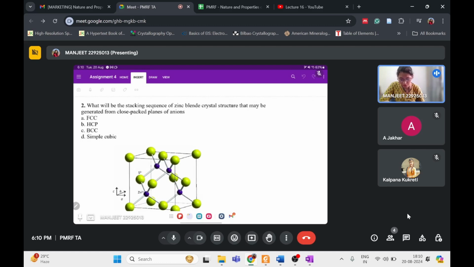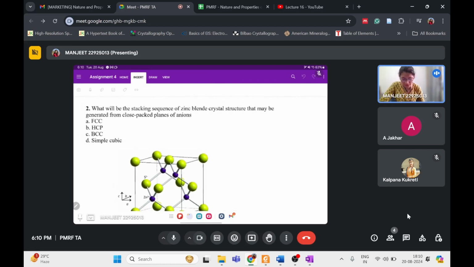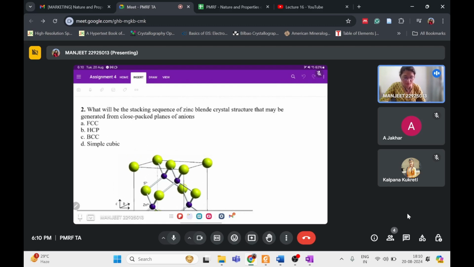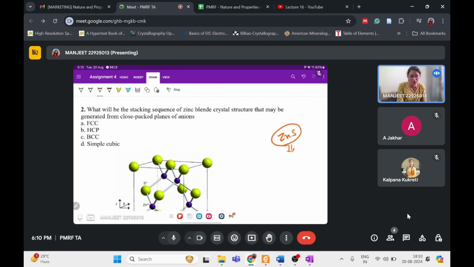In question number 2, it is asked what will be the stacking sequence of the zinc blende crystal structure that may be generated from the closed packed plane of the anion. Basically, zinc blende is zinc sulfide, and zinc sulfide exists in two forms: one is zinc blende and the other is wurtzite.